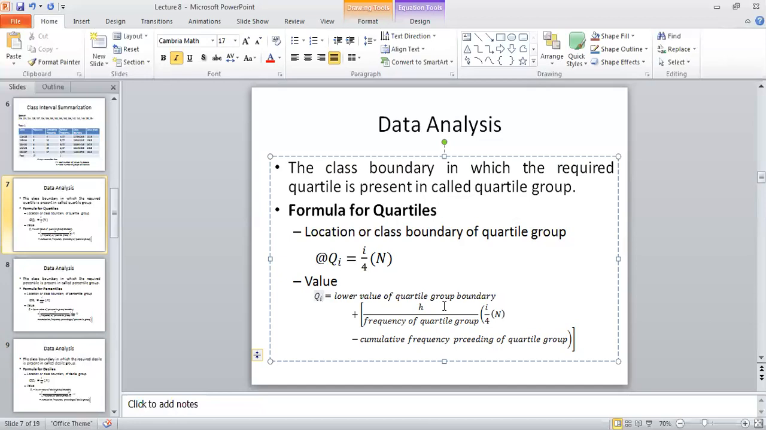Plus small h, remember small h is the symbol we use for the class height, divided by the frequency of the quartile group, multiplied by I upon 4 into N minus the cumulative frequency preceding the quartile group.